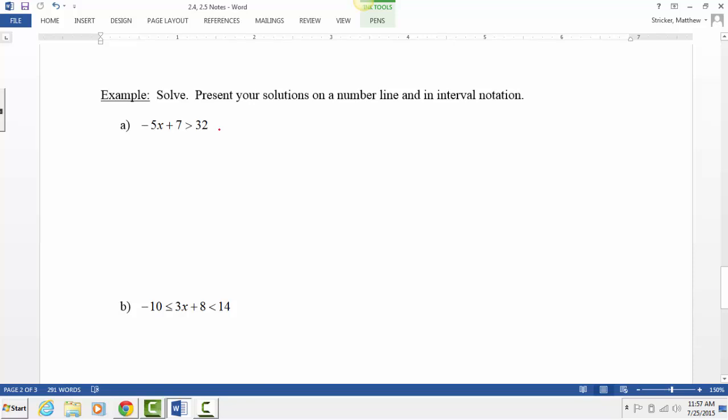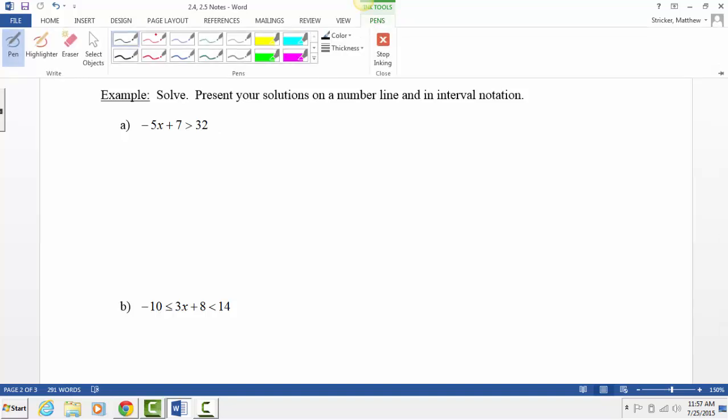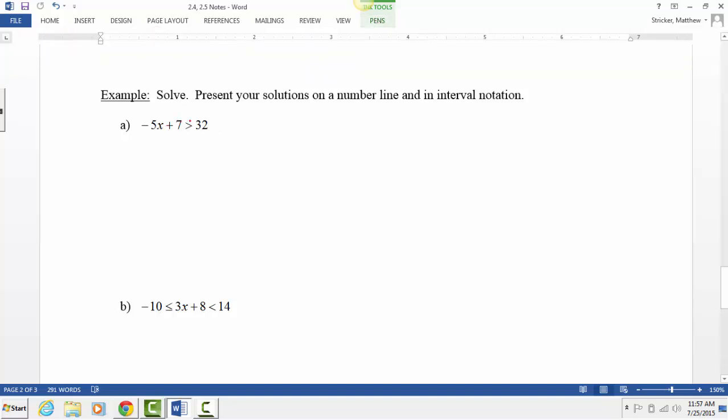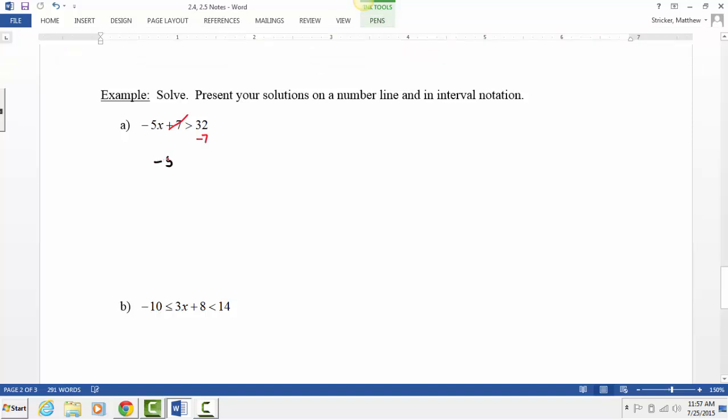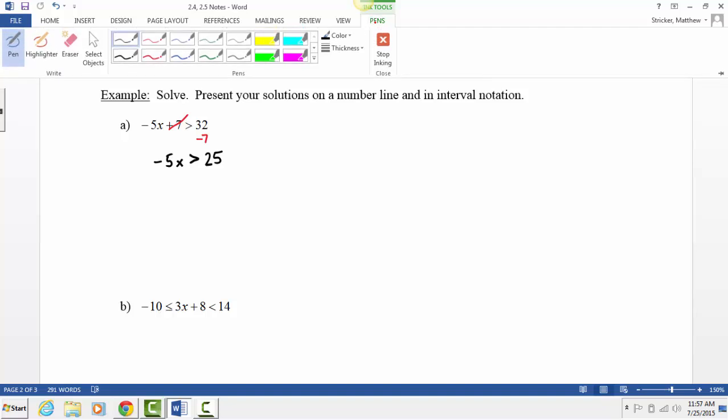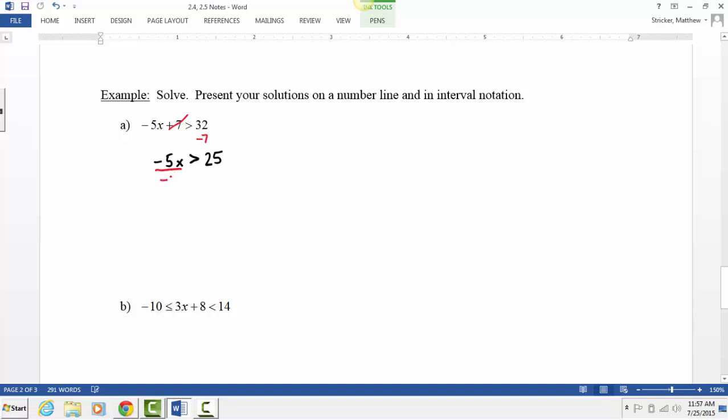So we have to do that in this first example. If I was going to solve this, just like we've been solving equations, we want to get the x's on one side, numbers on the other. So I'm going to need to move this positive 7 to the other side, which makes it a negative 7. If I move it, change sides, change signs. So this is negative 5x coming down, greater than, bring that greater than down. 32 minus 7, 25. Okay, this x is married to the negative 5 by multiplication. Multiply, marry, divide, divorce. So I have to divide by negative 5.